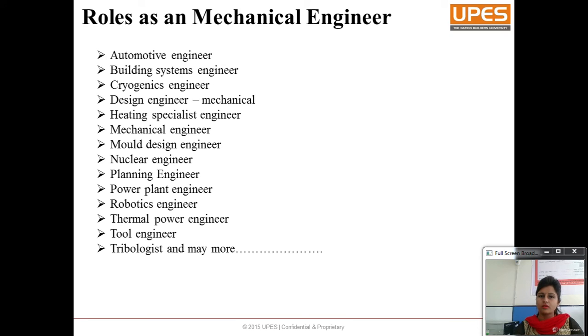Now, what role can you find as a mechanical engineer in a particular industry? You can work as an automotive engineer or cryogenics engineer. Cryogenics deals with very low temperature applications, refrigeration systems, and air conditioning systems. You can work as a design engineer, mechanical engineer, nuclear engineer, power plant engineer, tool engineer, as well as a tribologist.